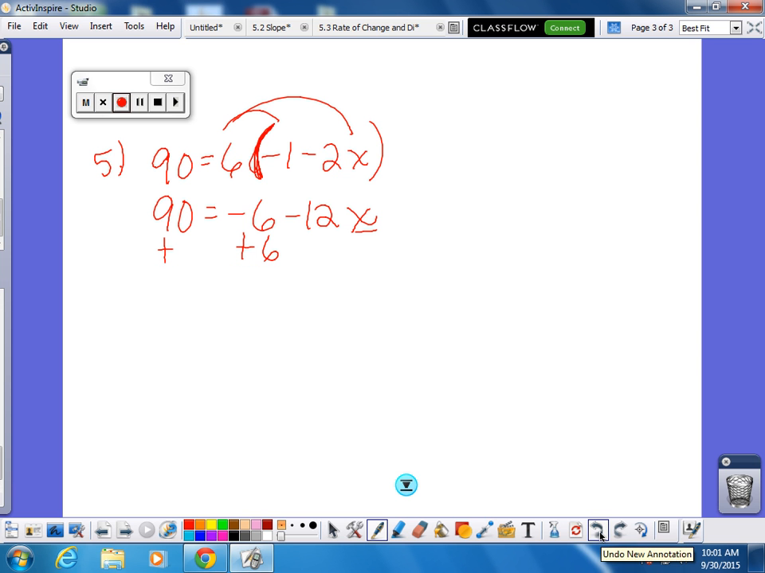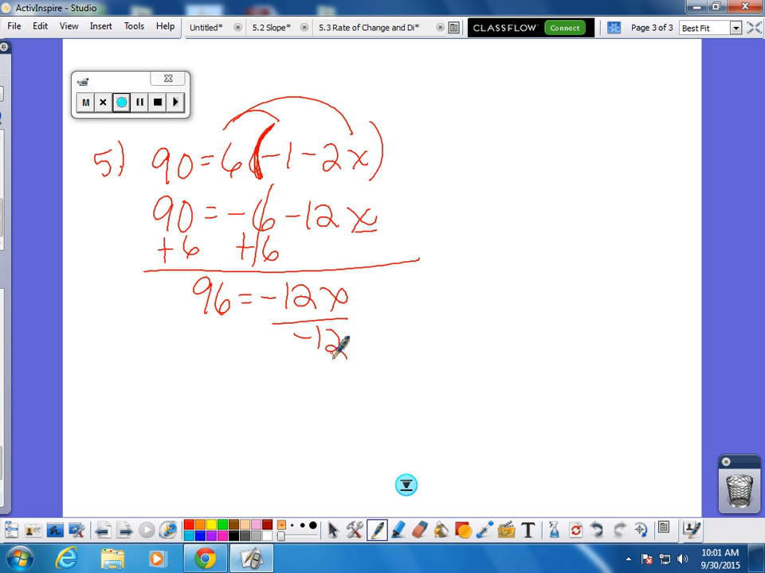And 9. Add 6 to both sides. And then divide by -12. What's x? Positive or negative? Negative. Yes, good.